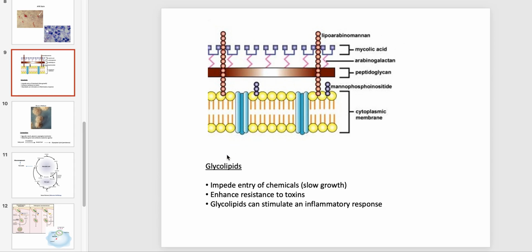But the benefit of having these, if you're a microbe, is to impede the entry of chemicals. But the problem is having these glycolipids results in slow growth, because they have to build all these carbon-rich molecules on their surface. Another good thing though is, obviously, impeding entry of bad chemicals. It enhances resistance to toxins. Making sort of an impenetrable shell on your surface means that certain toxins can't get in. And that's why you need special disinfectants, for example, to clean them in the environment. Glycolipids can stimulate an inflammatory response. So some of these molecules, like lipoarabinomannan, when your immune system recognizes that, it sets off the immune response, and that can cause additional damage or an inflammatory response.